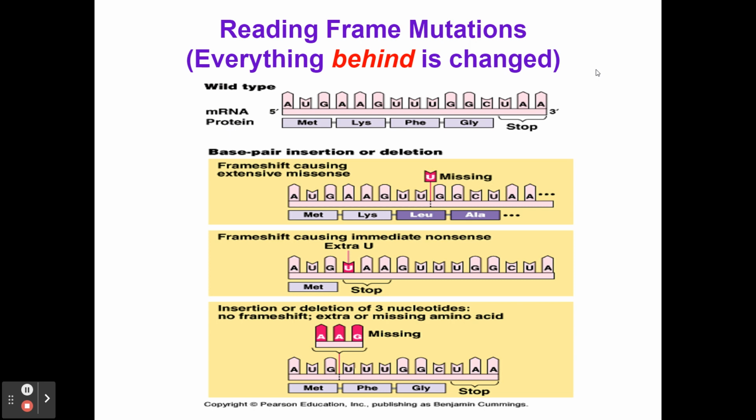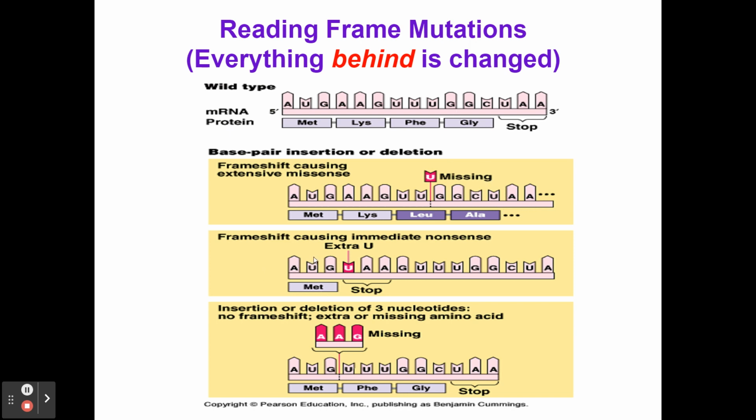And as you can see, what we're starting off with is our top frame, and we have methionine, lysine, phenylalanine, glycine, and stop. Well, in the next frame down below, the frame shift causing extensive missense, the U that would be at phenylalanine is removed. And remember, the ribosome is reading 3 nucleotides at a time, one codon. So it's reading these 3, then these 3. Now it's going to read the next 3, which is going to be U, U, G, because we took that U out. And so the phenylalanine gets changed to leucine, and now we're reading a different series. Behind everything is changed.